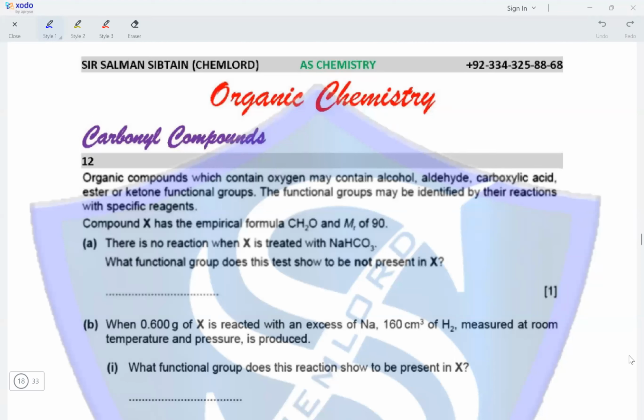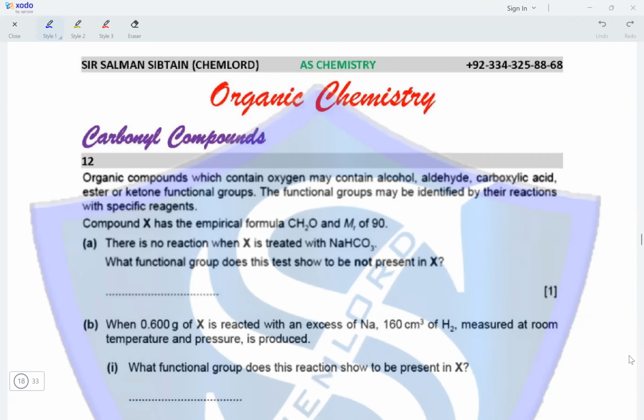Question 12. Organic compounds which contain oxygen may contain alcohol, aldehyde, carboxylic acid, ester, or ketone functional groups. The functional groups may be identified by their reactions with specific reagents. Compound X has the empirical formula CH2O and NMR of 90. There is no reaction when X is treated with NaHCO3.